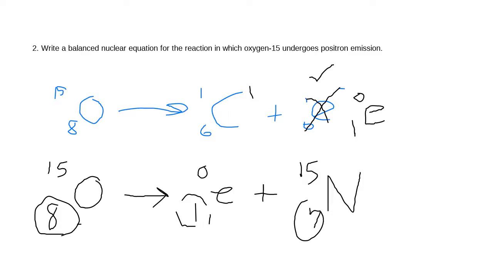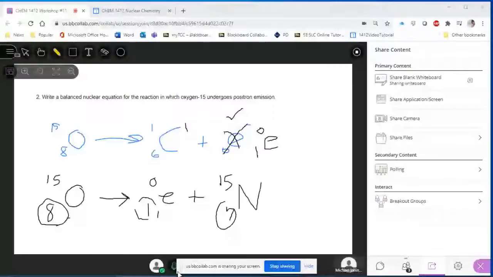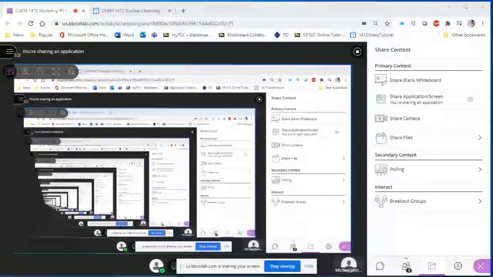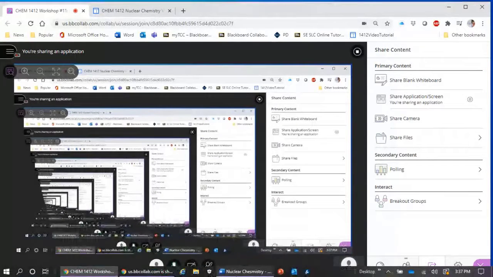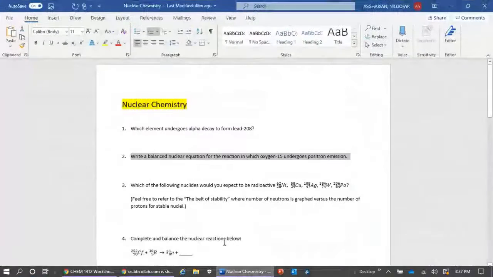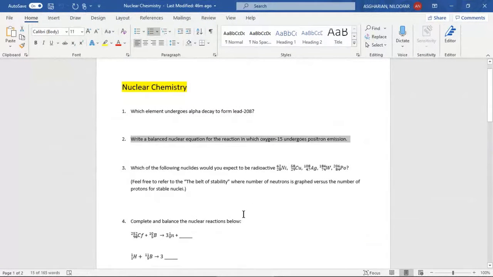Okay. Now let me go to share, and can you see problem number 3? Is this visible? Yes, with a little bit of strain, but yes.